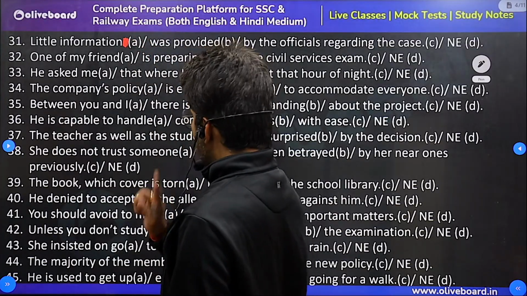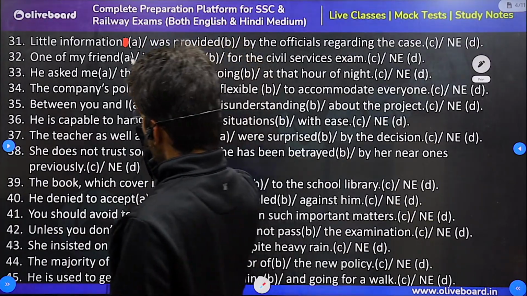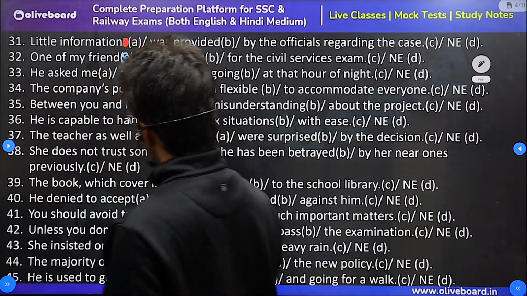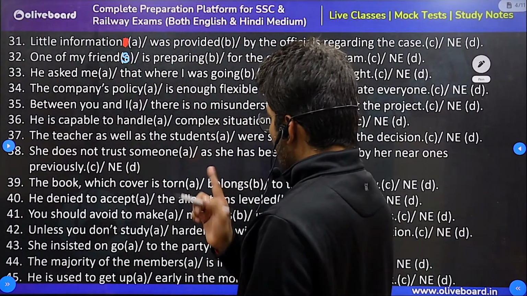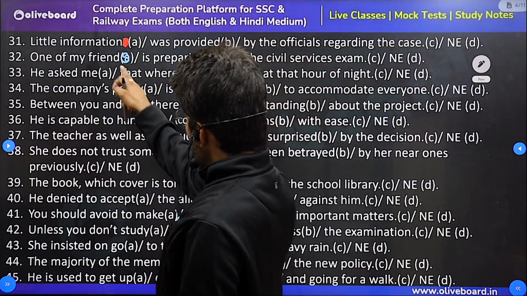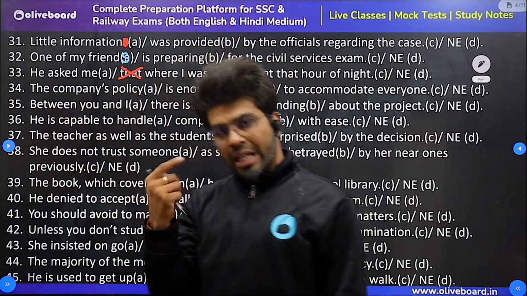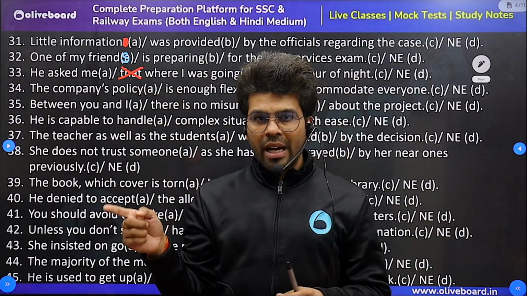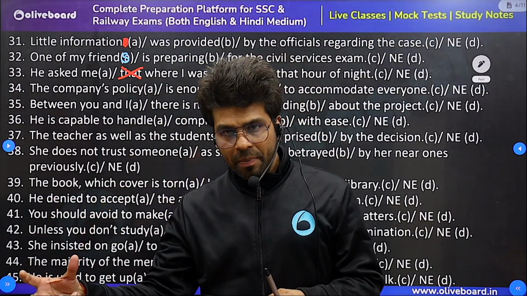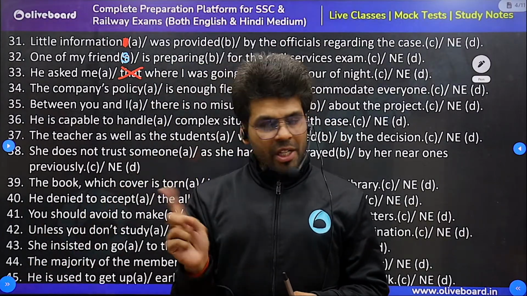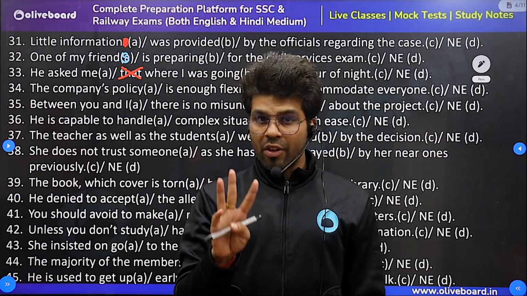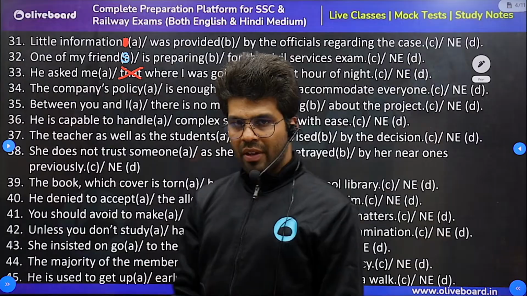One of my friend, one of the takes a plural noun. In order to pick one, there should be more than one. One of my friends, he asked me. When you ask, we don't put that conjunction that here. In narration, in the assertive sentences, we put conjunction that. He said that, but in the interrogative statements, that is not used. Either if or whether or the WH words themselves behave as a conjunction.